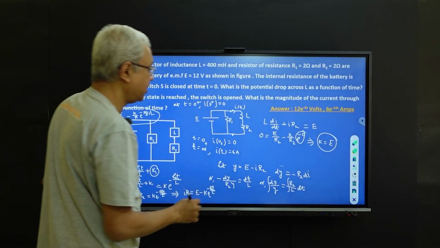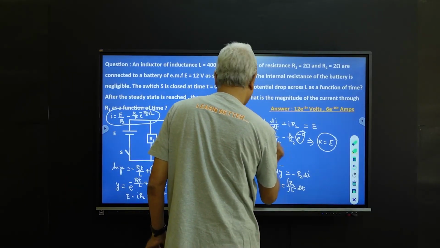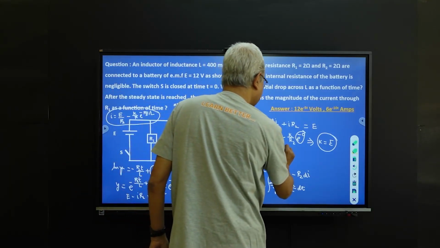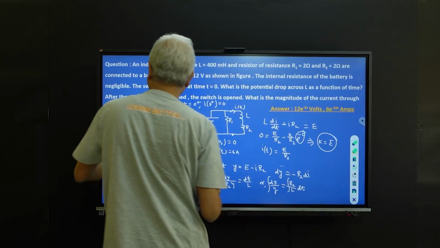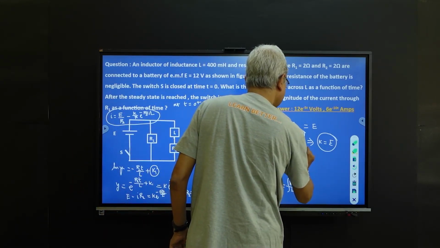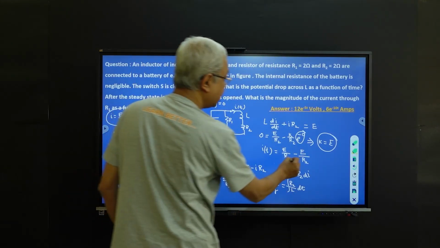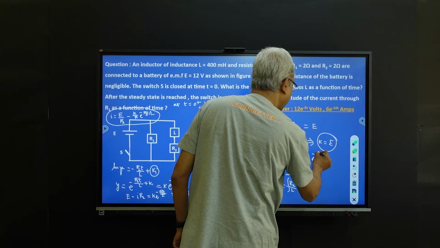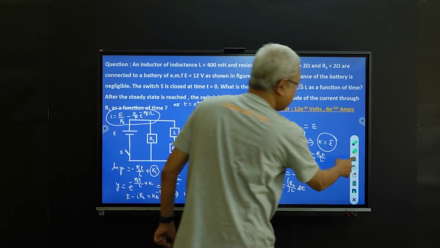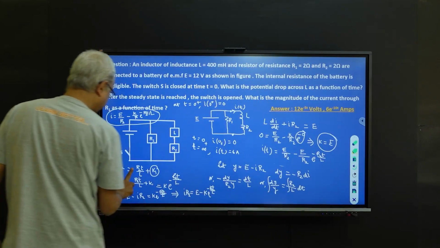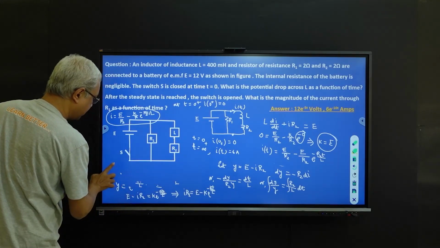So what happens? I of t is E by R2 minus E by R2 e to the power minus R2 t divided by L. Let me remove all these things from here to make some space.